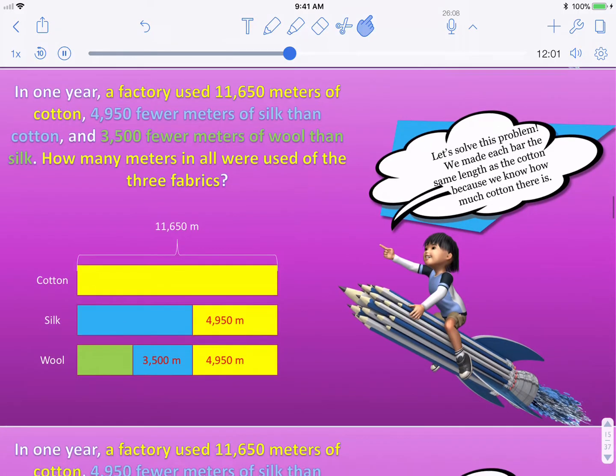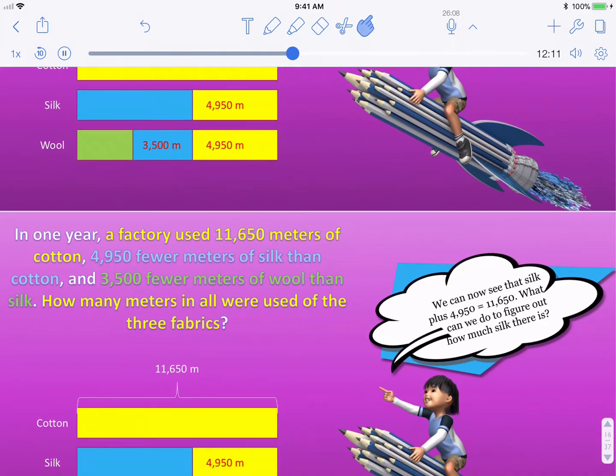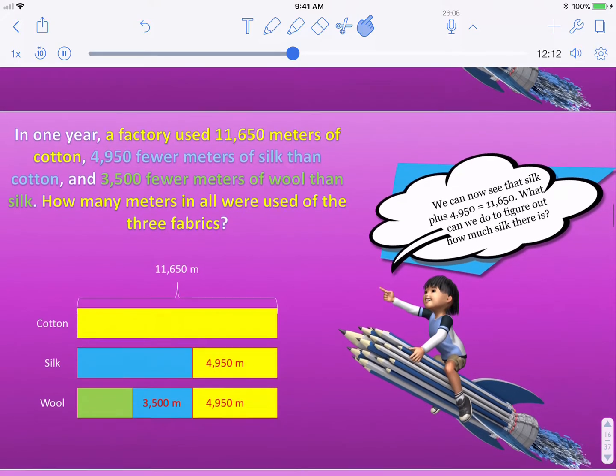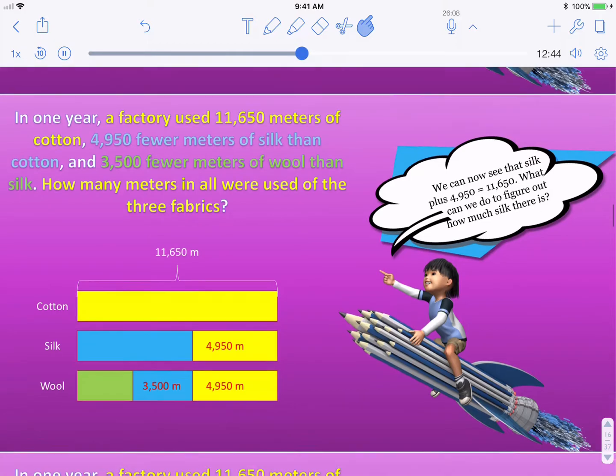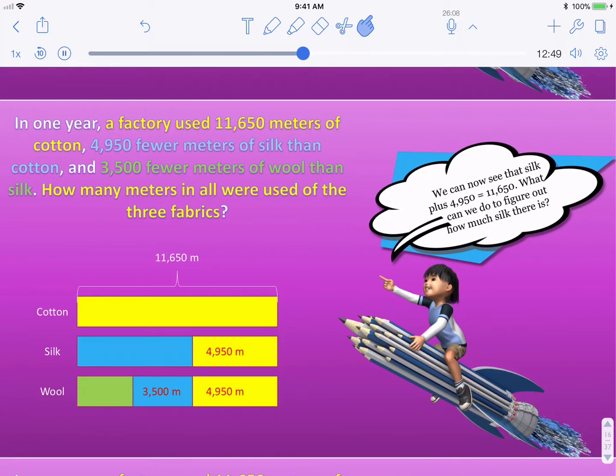Okay, let's solve the problem. We made each bar the same length as cotton because we know how much cotton there is. We know that we have 11,650, but silk was 4,950 meters fewer than cotton. So we would subtract 4,950 from 11,650. We know that wool was 3,500 meters fewer than silk. Now, if we wanted to, we could add 3,500 plus 4,950 to find out how much we need to take away from 11,650. Or we could find out how much silk we actually used and then subtract 3,500 from it. It's your choice. However you want to do it, it's fine.